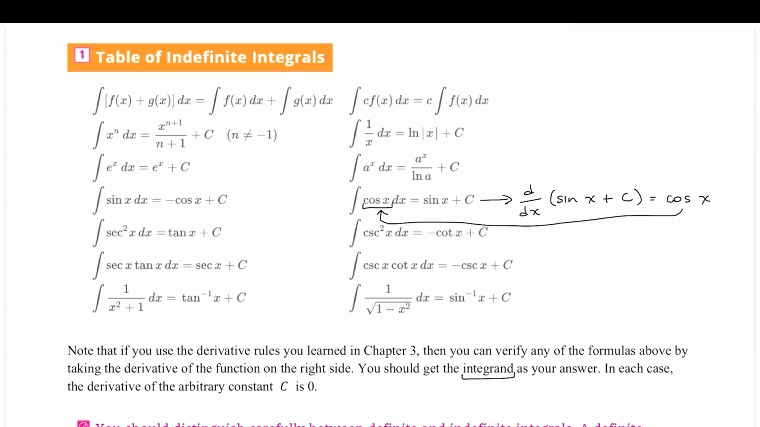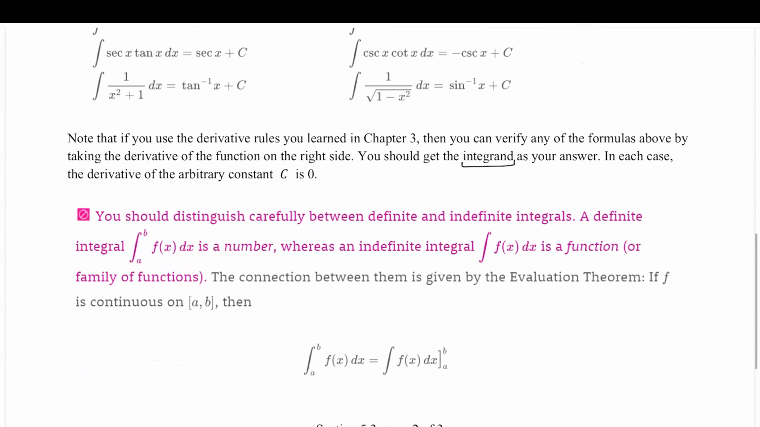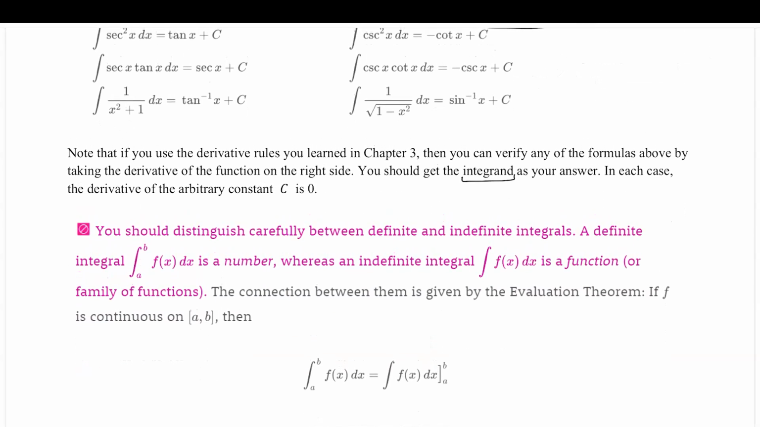So just a reminder of the vocabulary. The integrand is the function inside the integral sign, not including the dx. The dx is not considered part of the integrand. And so any of these formulas in this table of indefinite integrals, you can check out for yourself. Take the derivative of what's to the right of the equal sign, and you'll get back the integrand. Now notice that all of these indefinite integrals have the plus c on them, so they are the whole family of antiderivatives.